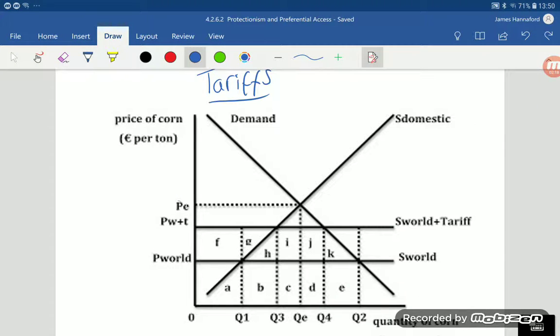Just a couple more points I want to make regarding tariffs. Okay, and that basically is me linking it back to comparative advantage. The law of comparative advantage is based on several assumptions which make it hard to apply to the real world.